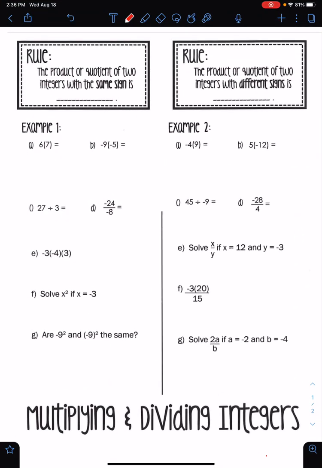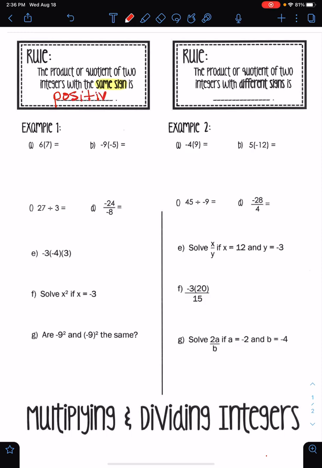Today we're going to talk about multiplying and dividing integers. First, let's look at what happens when we multiply or divide two integers that have the same sign. When we have the same sign, which means that both numbers are positive or both numbers are negative, the answer is always positive.